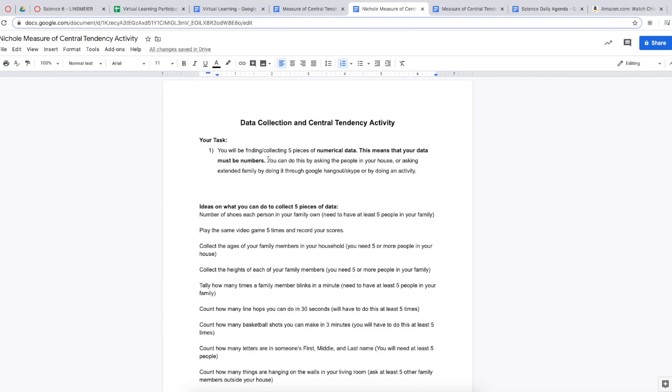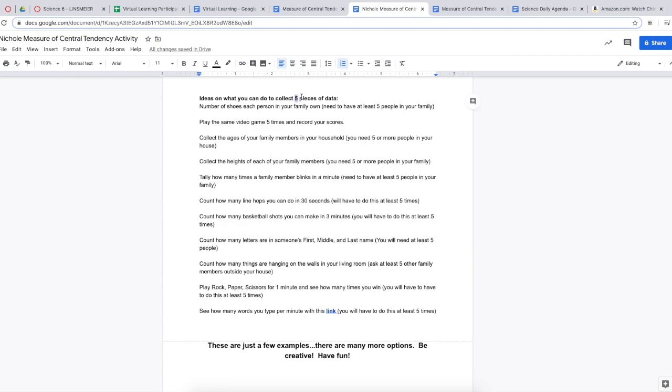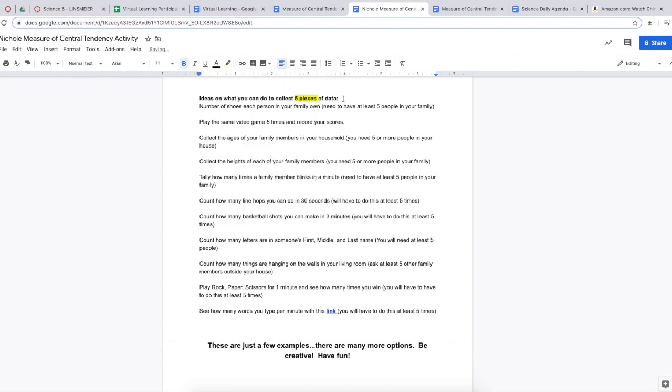You are going to collect your data by asking people in your household, asking your extended family either through a Google Hangout or Skype, or maybe by doing an activity. And I have some examples below on how you can collect data. So we need to collect 5 pieces of data to start with. You can always do more if you want to, but 5 is the minimum.